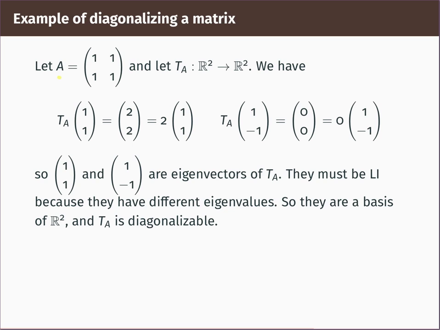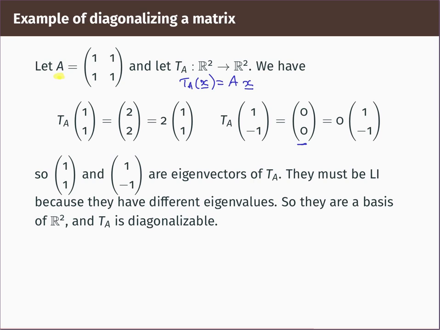So we'll take A to be the matrix whose entries are 1, 1, 1, 1. And we'll let TA be the linear map from R squared to R squared given by left multiplication by A. So TA of a vector X is A times X. Then if you notice that TA of (1, 1) is (2, 2), and that's 2 times (1, 1), well, that tells you that the vector (1, 1) is a 2 eigenvector for TA. Similarly, if you work out TA of (1, -1), you'll find you get (0, 0). And of course, that is 0 times (1, -1). So that tells you (1, -1) is a 0 eigenvector for TA.